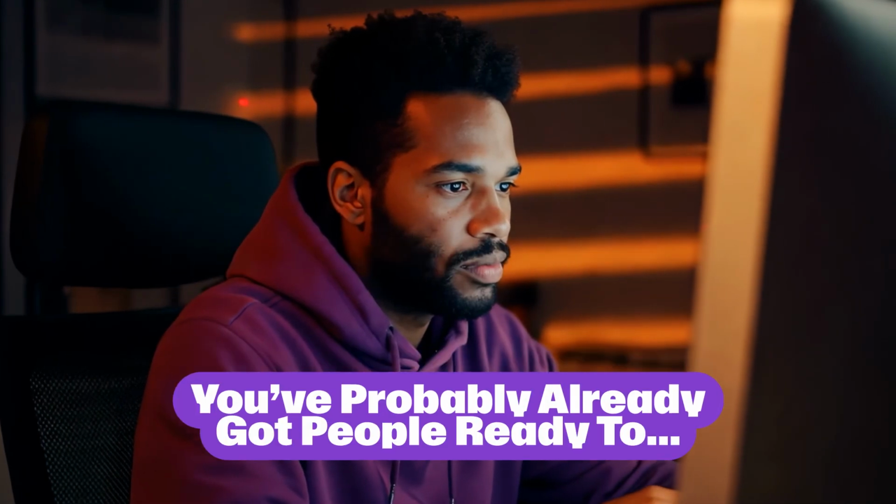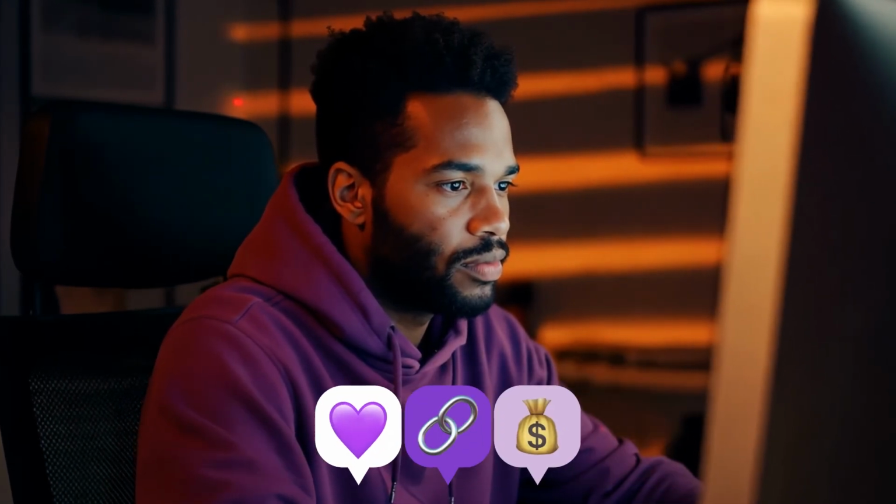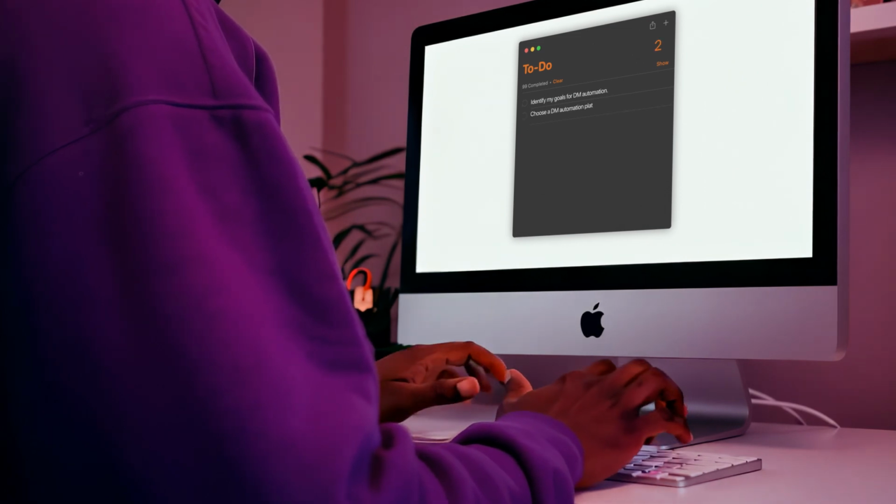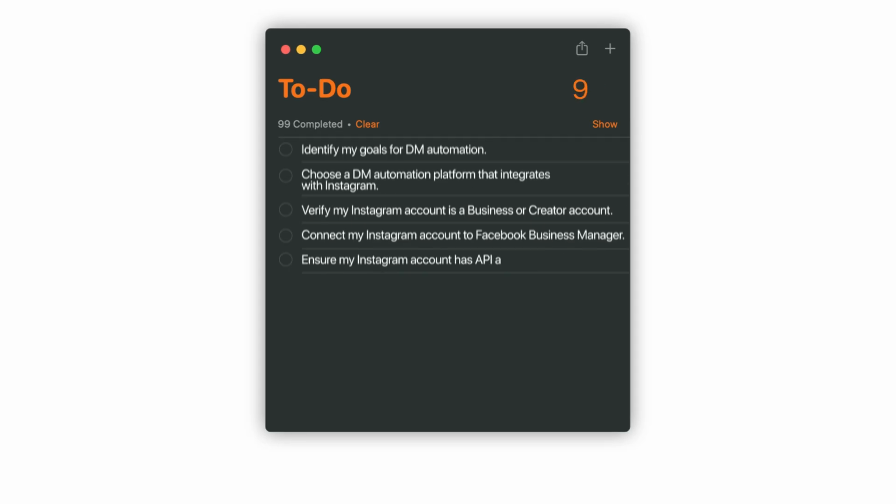The harsh truth is, you've probably already got people ready to engage, click, or buy, if only you had automations set up. But automations are really complicated and difficult to make, right? There's nothing you can do about it, right? No, now it's easy.